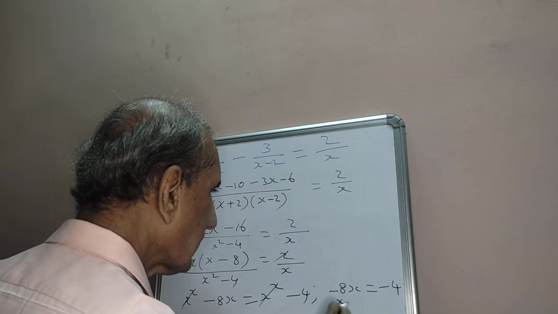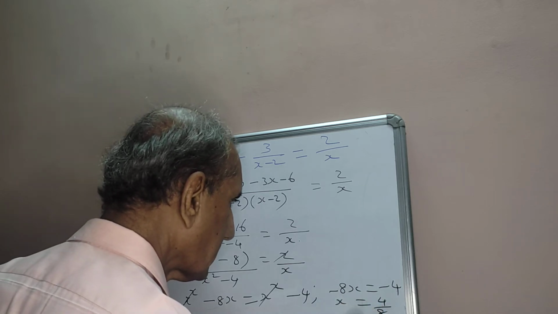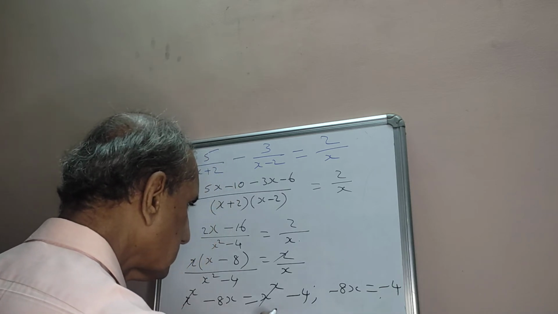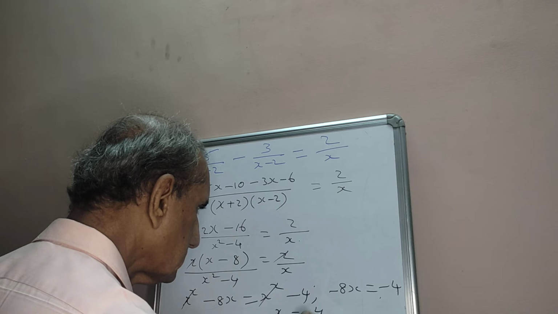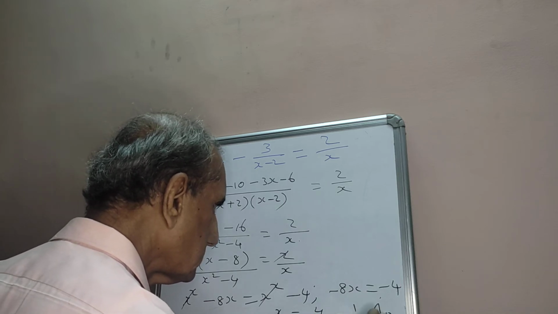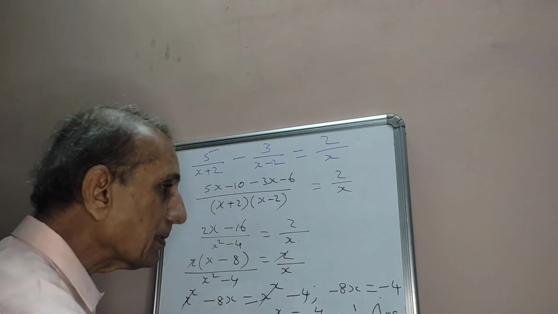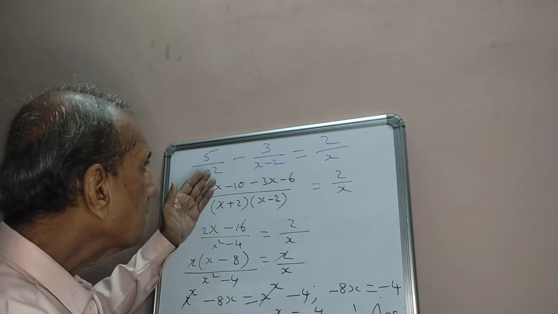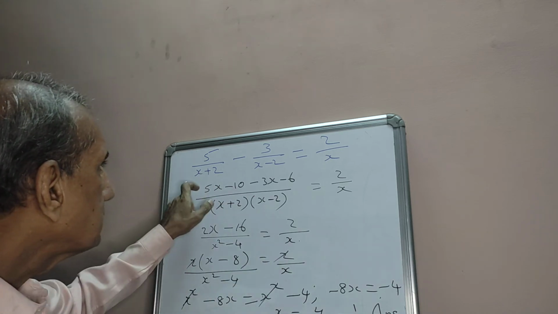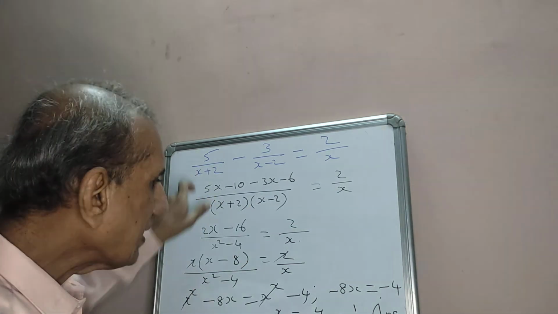So x will be equal to what? 4 by 8. That is equal to 1 by 2, and that's my answer. Okay, I leave this problem, the checking part I leave it to you. You can put the value of x is equal to half here and check. So if it's satisfied, the answer is correct.